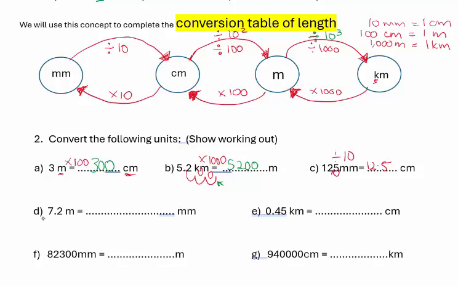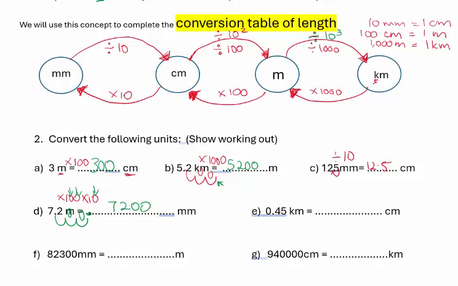So I'm up to this one here, 7.2 meters, starting at meters, going to millimeters, times 100. So that gets me to centimeters. I'm not at millimeters yet. And then times by 10. Write it down. How many zeros have I got? 1, 2, 3. Okay, so now I need to 1, 2, 3, my decimal place is there, fill in my zeros, and I get 7200, so 7,200 millimeters.